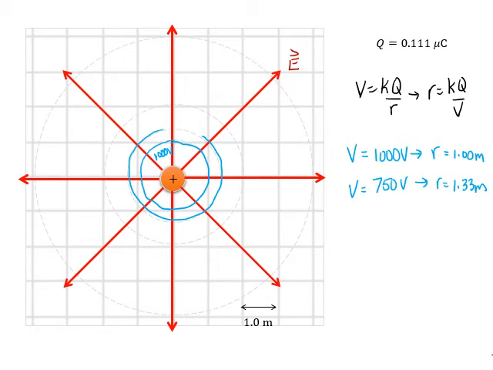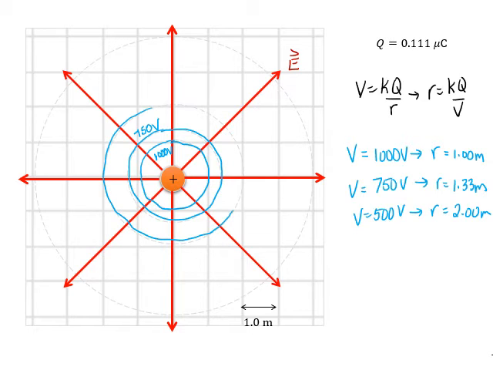My circles aren't the best, that's why I pre-sketched them with PowerPoint. This one is 750 volts. So everywhere on that line it's 750 volts. My next potential will be 250 volts lower. That happens at a distance of 2 meters from our charge. So that line is here.